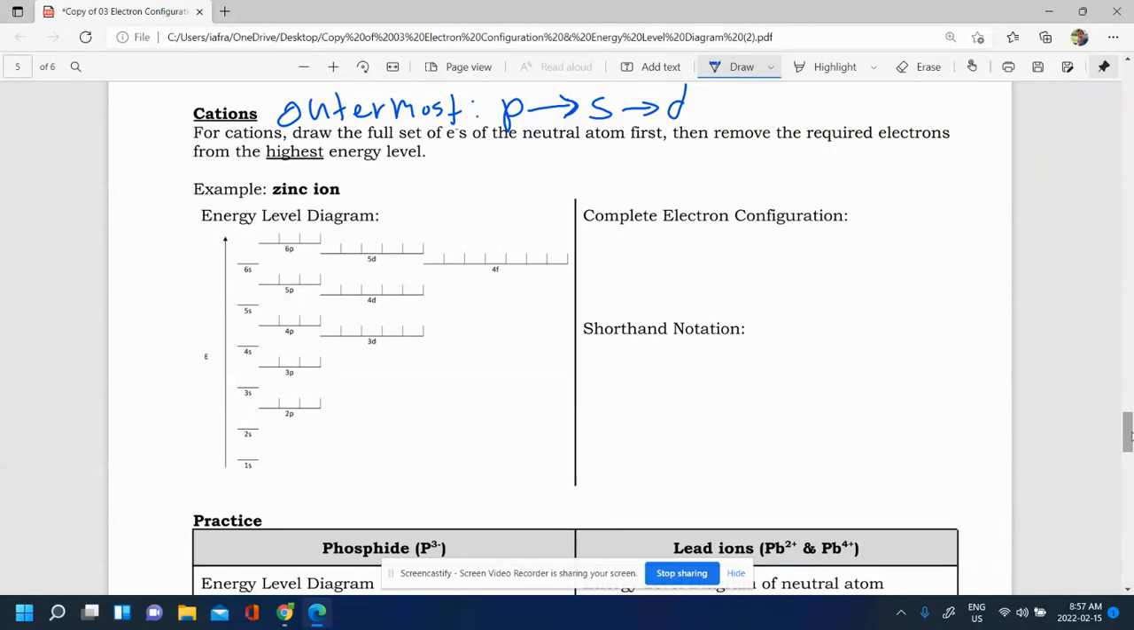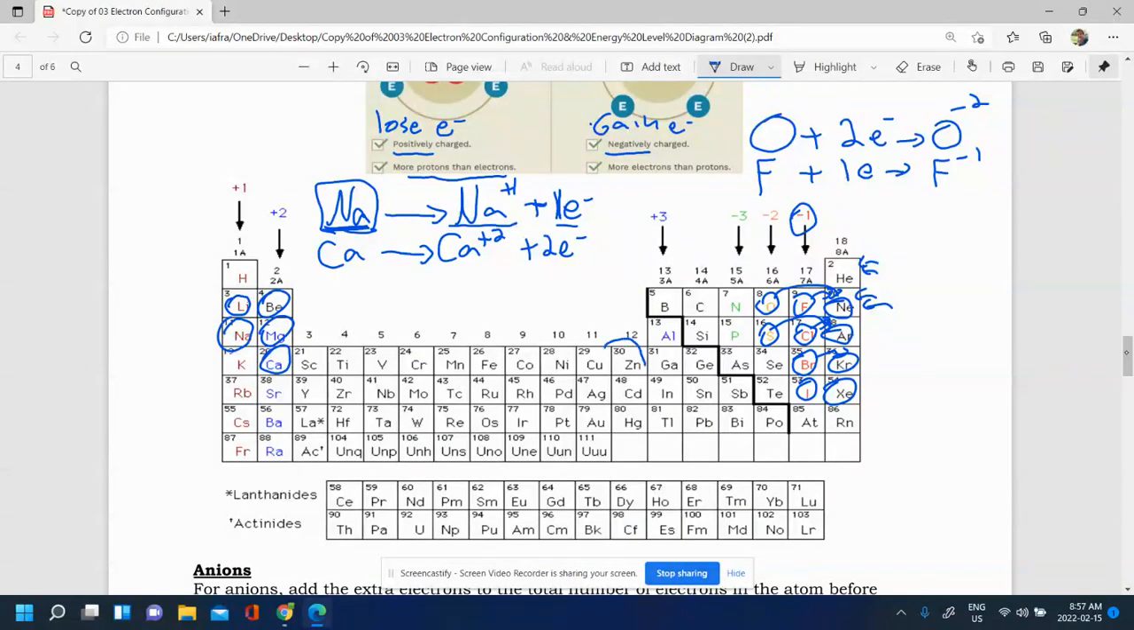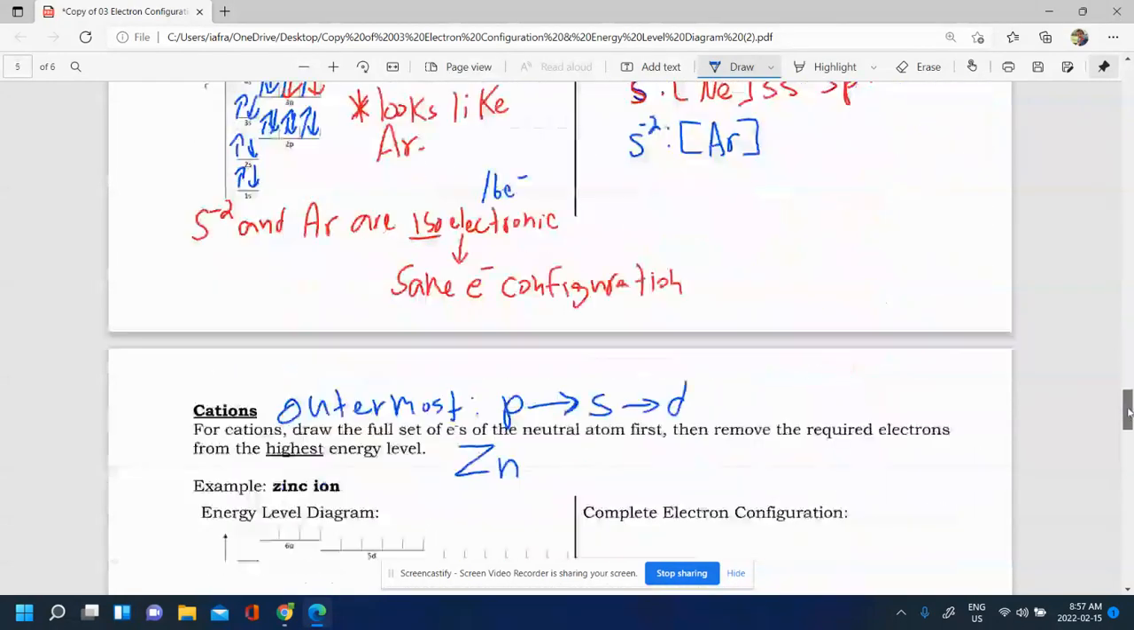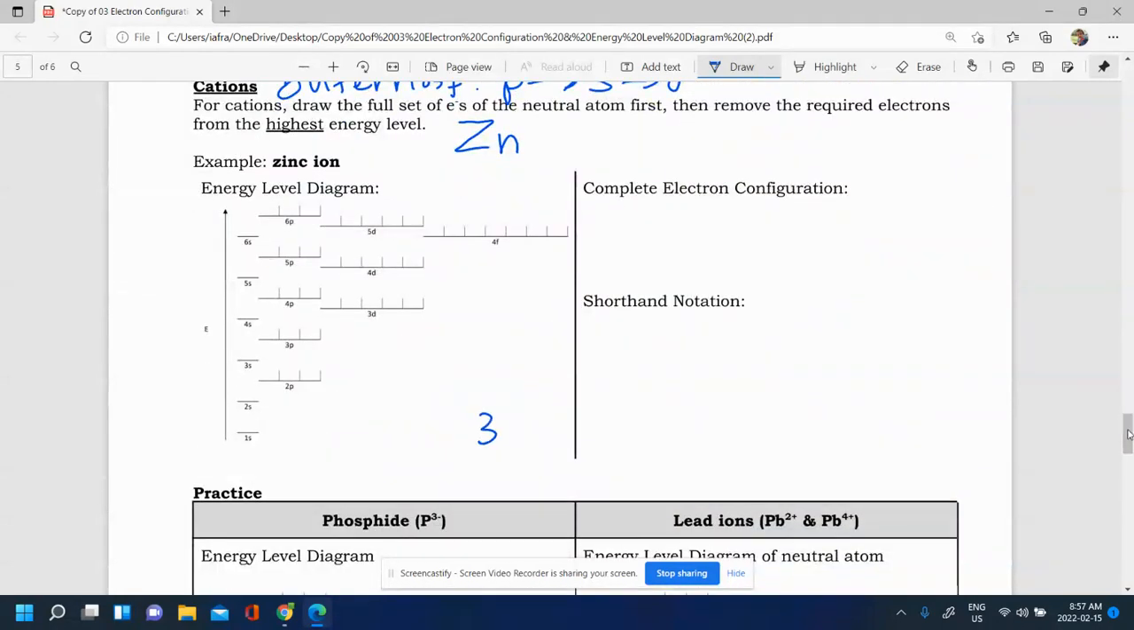So zinc is in our periodic table. First, we'll start off by drawing zinc, and then afterwards we'll make its ion. If we look at zinc, let's go find it up here. Zinc has 30 electrons. So there's 30 electrons to place for zinc. And so we'll place them like this. So that's 10 so far. 12. We can keep going. So we're almost there.